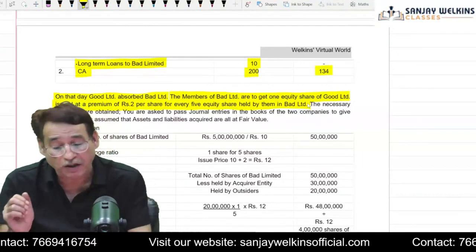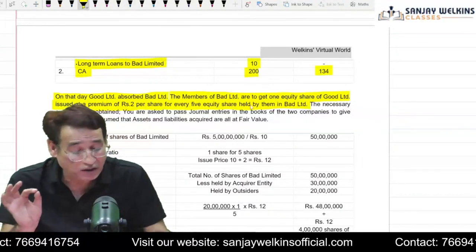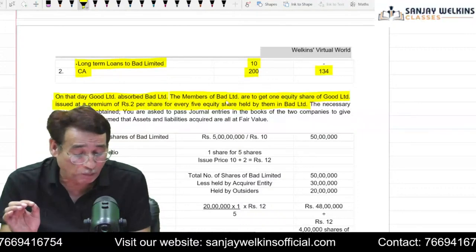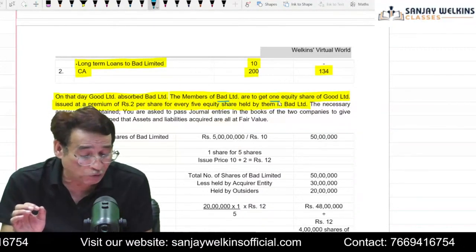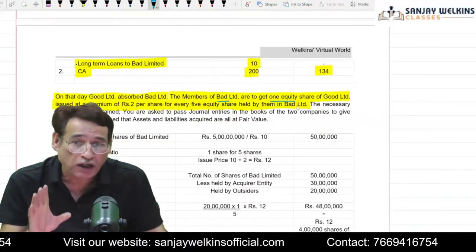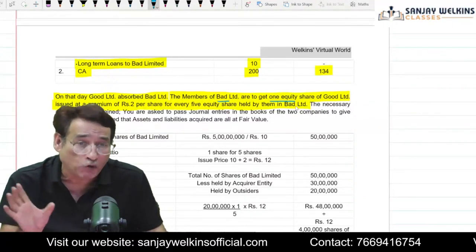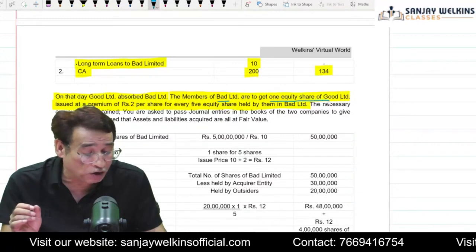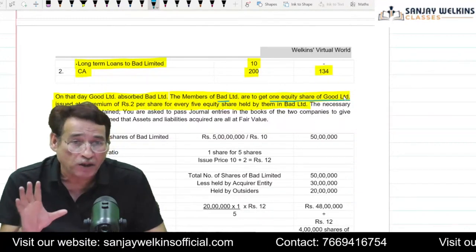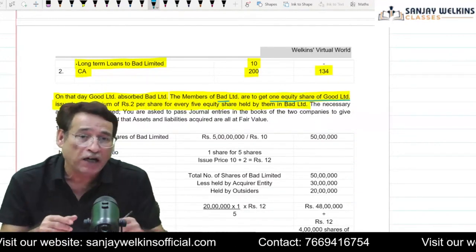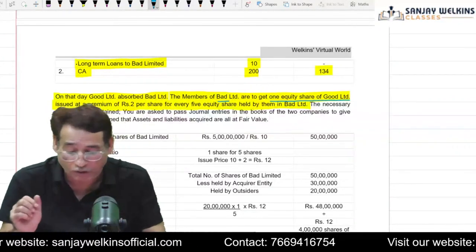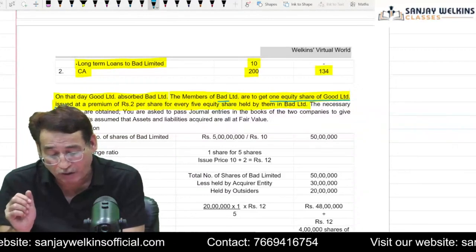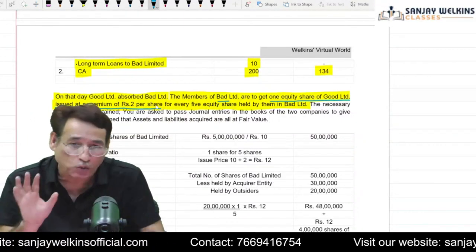Because this time it is written that members of Bad Limited will get one equity share, only one equity share they will receive from the acquirer entity. One equity share of Good Limited. Good Limited is the acquirer entity. Members of Bad Limited, that means shareholders of Bad Limited, will receive only one share, and that share will be issued at a premium of rupees 2 per share.